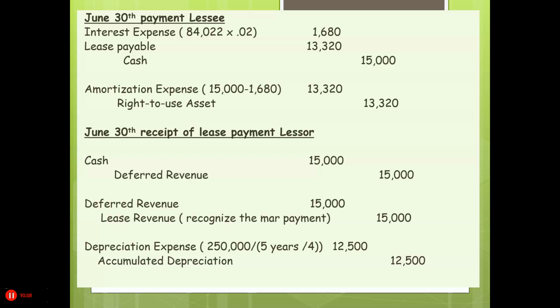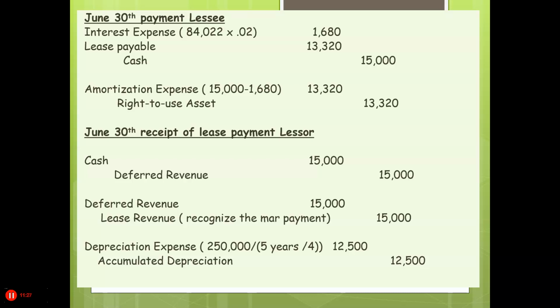And then for the lessor, they're going to get the cash and defer the revenue. Again, they treat the deferred revenue from the previous payment as revenue from the March payment. And again, they book depreciation expense. Now, that's how you would treat it. It doesn't meet any of the criteria, but it's greater than 2 years, so it has to be treated as a right-of-use asset.